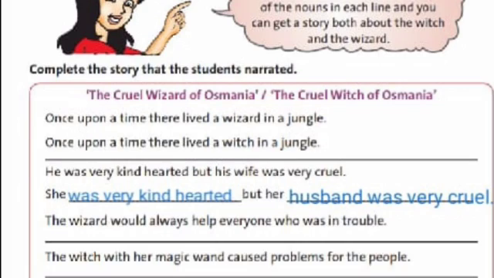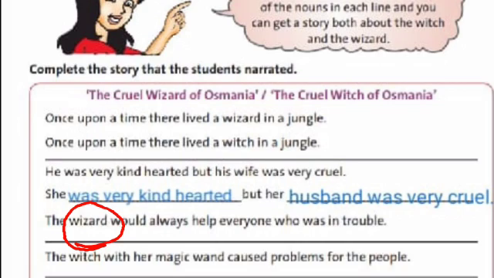Students, here the word he is used for male gender, and his is also used for male gender. So when we change the gender of he and his, it will become she and her. The new sentence for girls is, she was very kind-hearted, but her husband was very cruel.